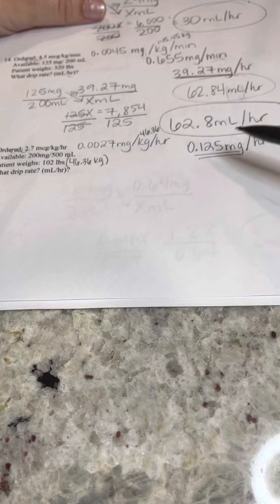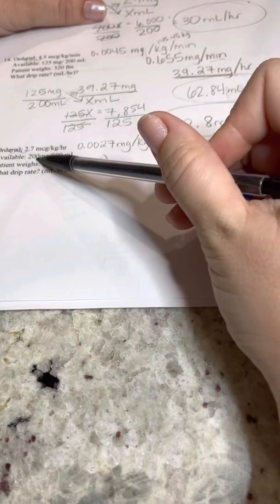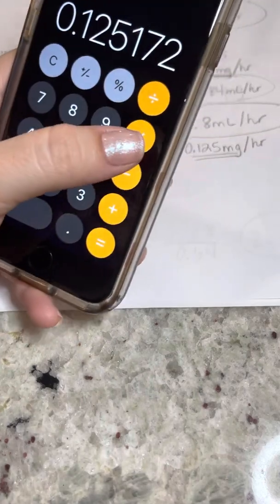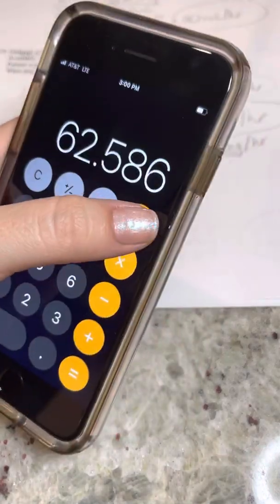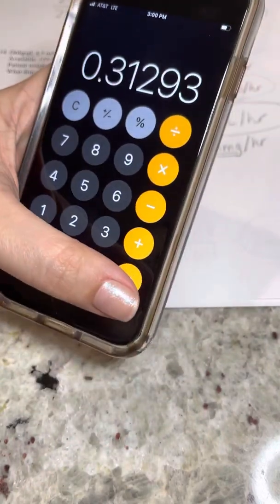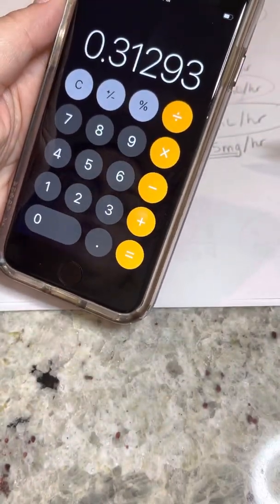All right, so doing it the fast way, we'll do 0.125 times 500 divide by 200. 0.125 times 500 divide by 200 is 0.31 mLs per hour.